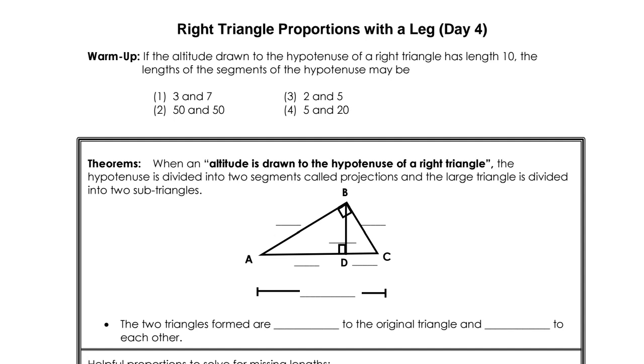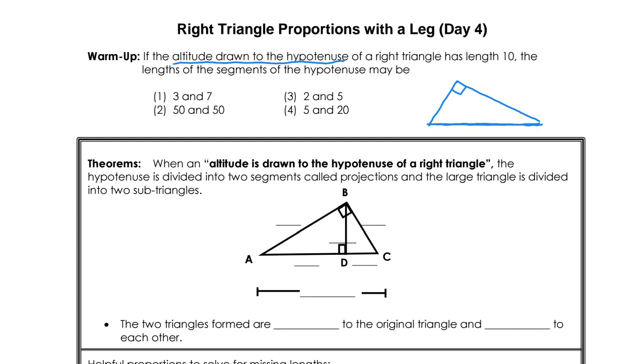Hey guys, we're on Unit 8 and this is day 4, and we're going to do more with our right triangle proportions. So in our warm-up it says that the altitude is drawn to the hypotenuse of a right triangle. And when it says that, we're going to think of our picture looking like the right triangle that fell over, the right angle up in the air, and then this being the hypotenuse on the bottom.